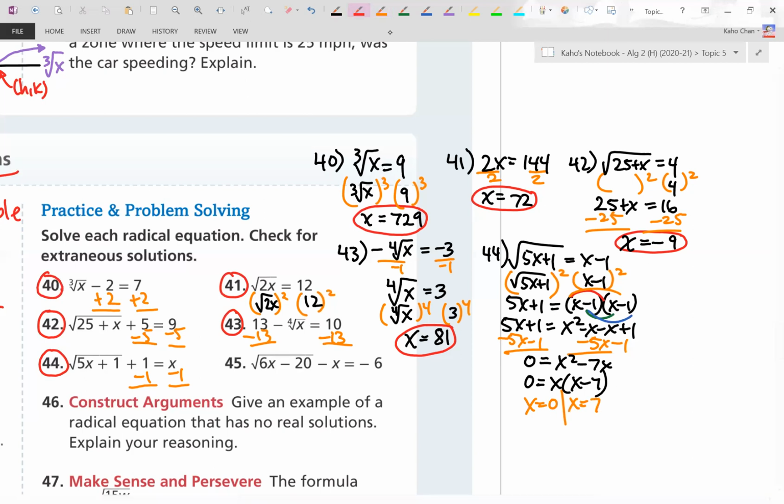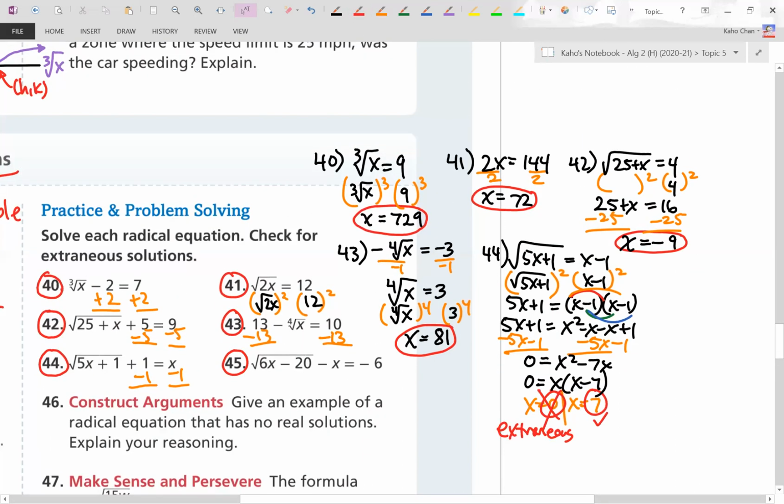Like that. Do they both work? Let's try it. Let's plug 0 back into the original problem. 5 times 0 is 0, plus 1 is 1, square root of 1 is 1, 1 plus 1 is 2, not 0. 0 is extraneous. How about 7? 5 times 7? 35 plus 1 is 36. Square root of 36 is 6. 6 plus 1 is 7. Yay! 7 is a solution.